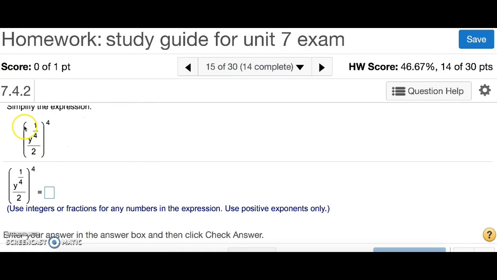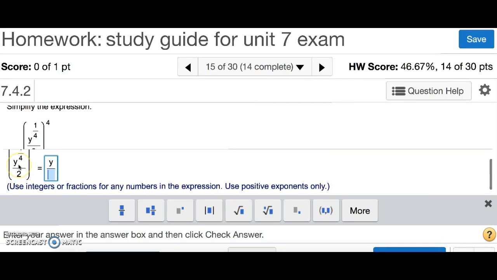You have this entire fraction being raised to an exponent. So you raise both the numerator and the denominator to the exponent. So y to the 1/4 power to the 4th power, I multiply exponents. So 1/4 times 4 is just going to be 1. So you have just y up top.